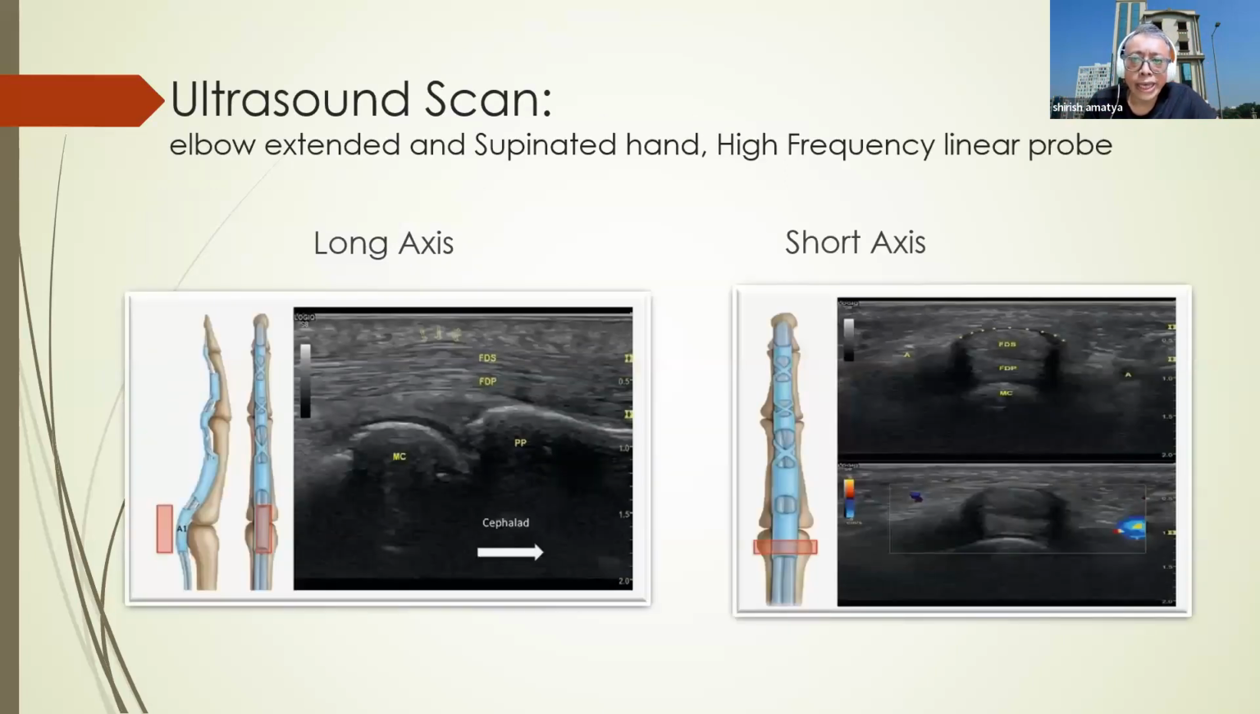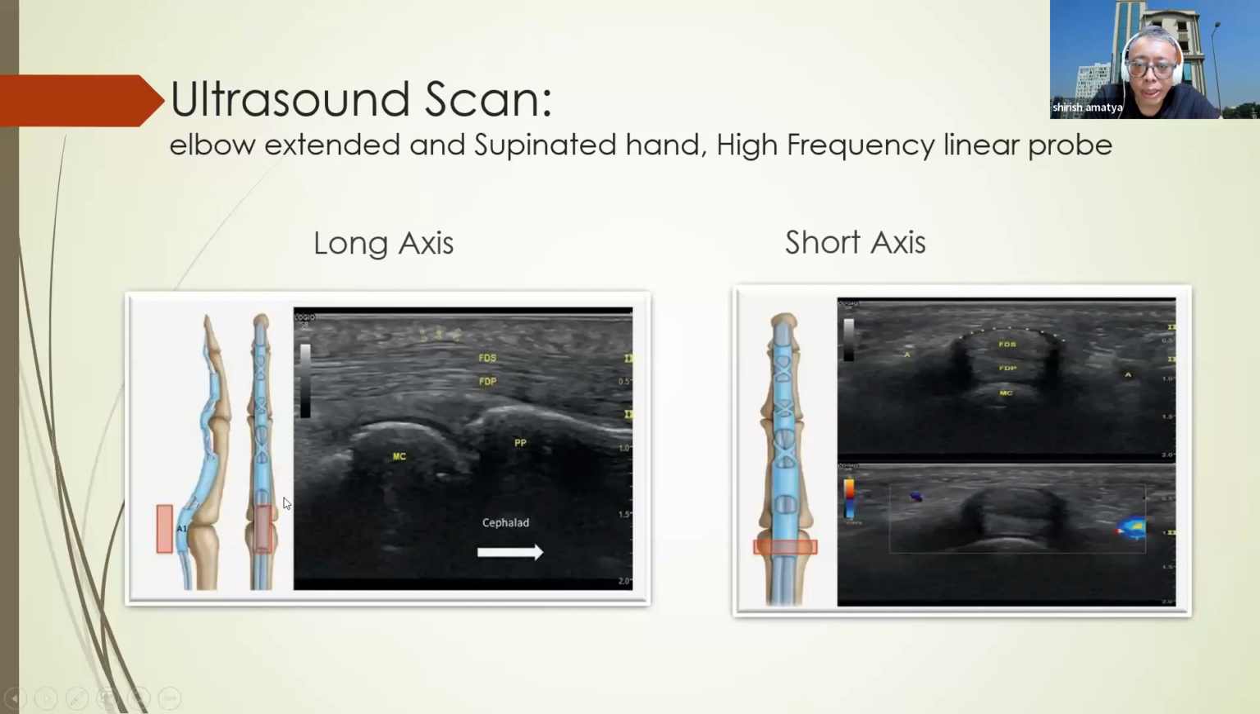Regarding the ultrasound scan, normally we scan the A1 pulley with the elbow extended and the hand supinated. Normally we use a high frequency linear probe. Here in the slide, I have shown both the long axis as well as short axis views. On the left side of the screen, you can see the long axis view of the A1 pulley. If you look very carefully, the red box is the placement of the ultrasound probe, and it is placed just over the metacarpophalangeal joint. Half of the probe is towards the head of the metacarpal and half of the probe is towards the phalanx.